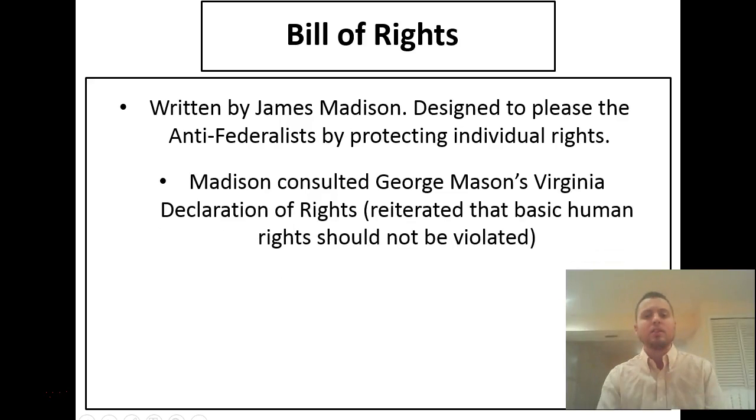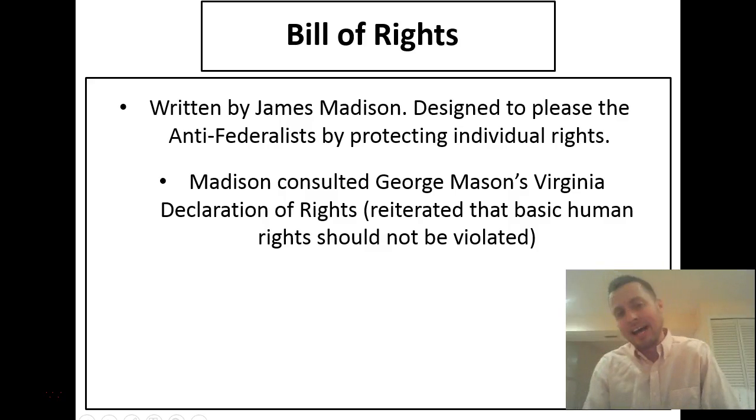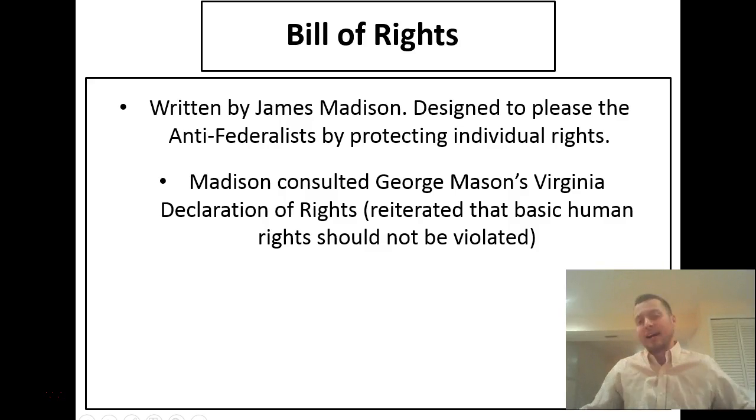Okay? You know, he didn't just write them all himself. Like, he got the ideas from other folks. Madison consulted George Mason's Virginia Declaration of Rights. Now, what did that do? It reiterated that basic human rights should not be violated. It was a list of rights that individuals should have, which the government should not take away. It had all sorts of rights that we see in our Bill of Rights.